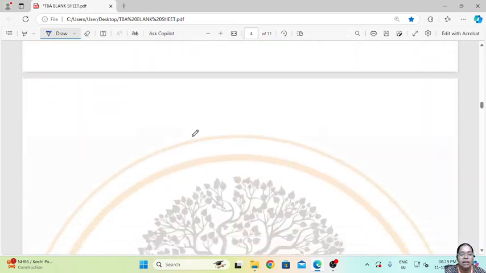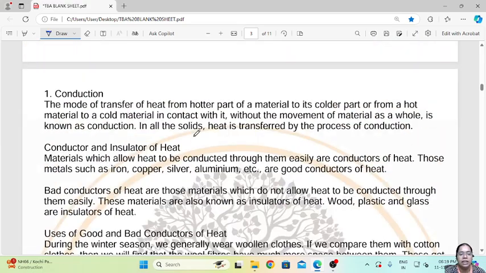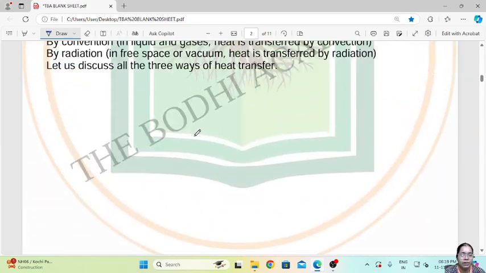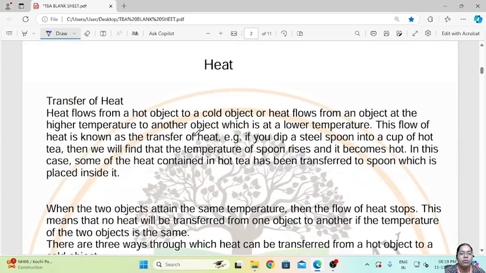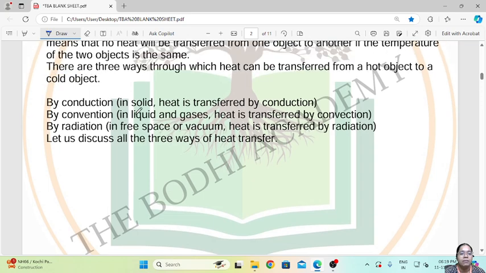That we will study in the next video, that is, we will study convection and radiation. So in today's video what we have learnt is what is heat transfer, how heat transfer happens in objects, and what are conductors and what are insulators. And we have seen the first way of heat transfer, that is by conduction.